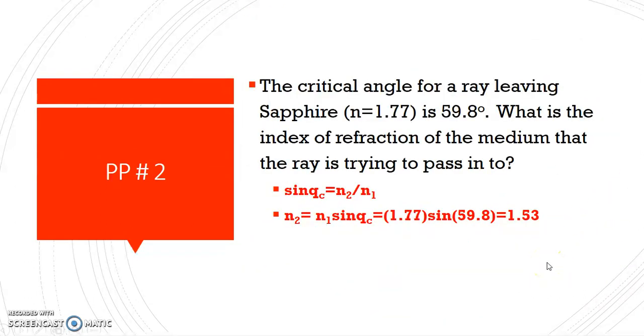Here's a second practice problem. This one is talking about a critical angle for a ray leaving sapphire, which is the index of 1.77, is 59.8 degrees. What is the index of refraction of the medium that the ray is traveling to pass into? So we're going to rewrite the formula to solve for that first refraction, and what we're going to plug in is 1.77, which is that index, sine 59.8, and so we should get 1.53. Again, no units because we're asking for the index of refraction.